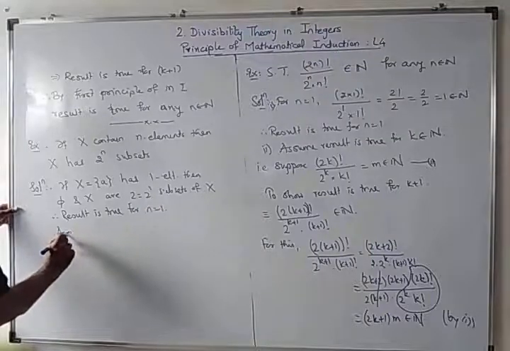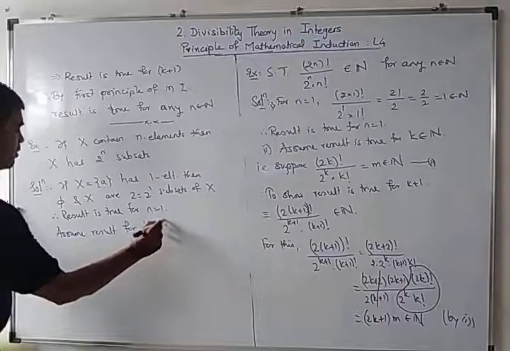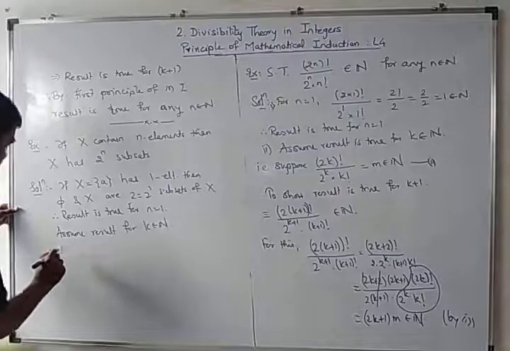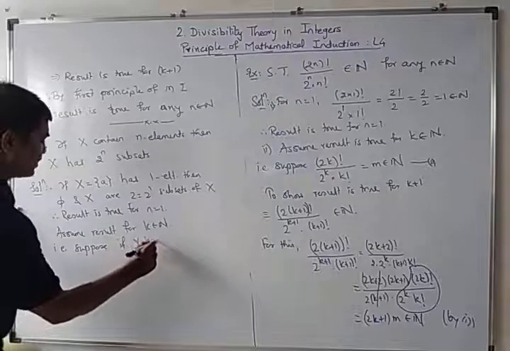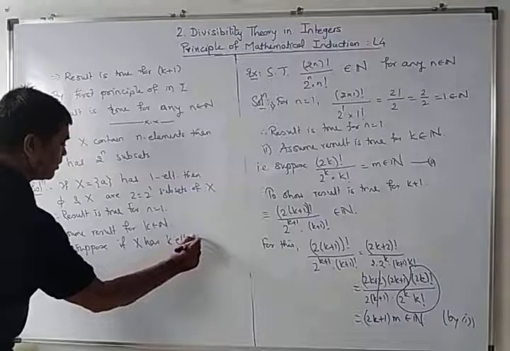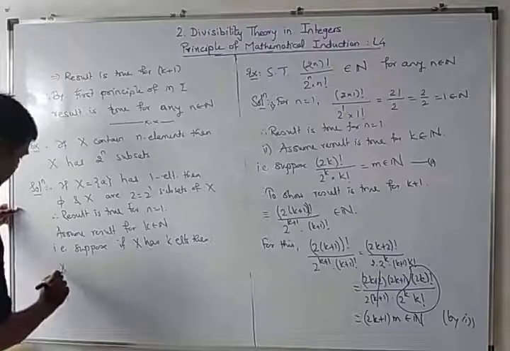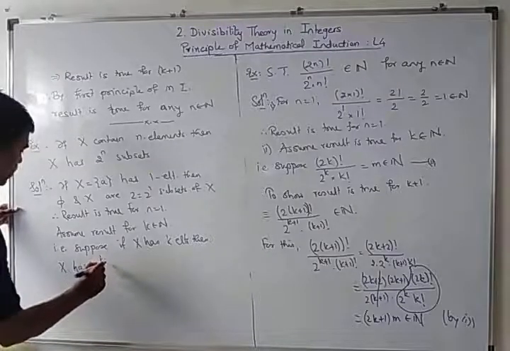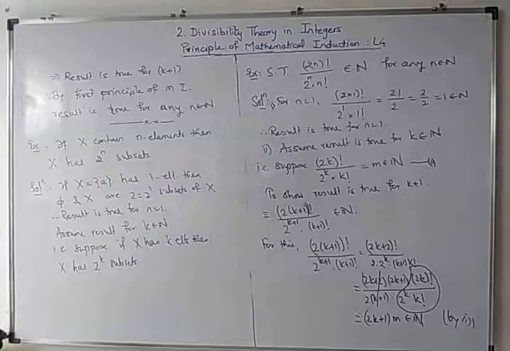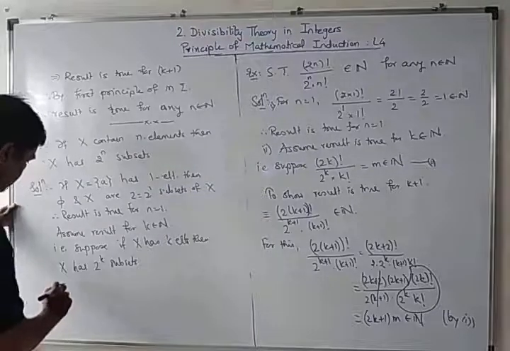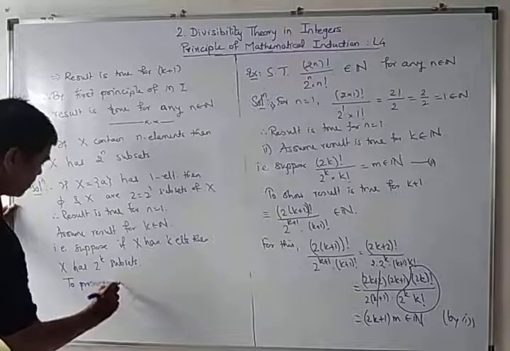Assume result for k. That is, suppose if X has k elements, then X has 2 raised to k subsets. To prove result for k plus 1.